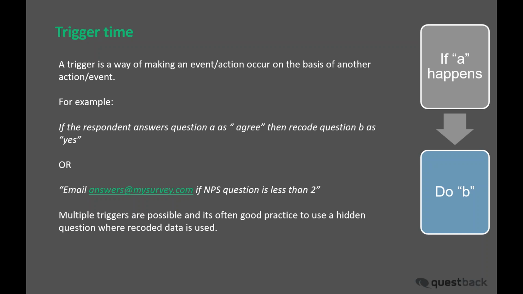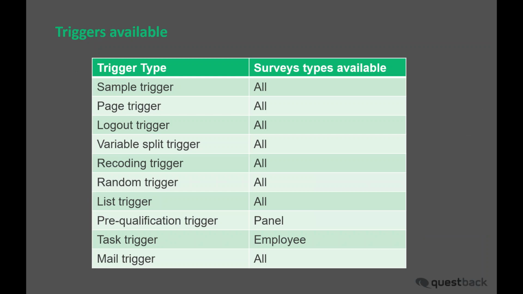There are a large number of triggers, but some of the more common ones are these. So you've got sample triggers, page triggers, logout triggers, and so on. I'm not going to go through each one of them. Sample triggers are pretty common, where you start from a questionnaire and, for example, ask somebody a particular question related to a different survey, and you can use a sample trigger to guide them to this other survey, and they can start taking part in that.